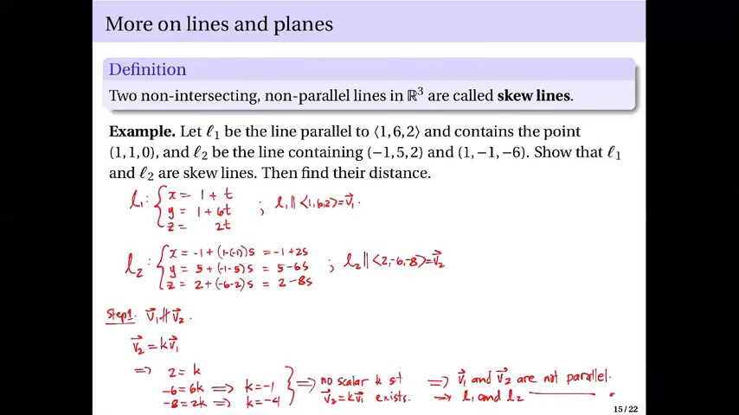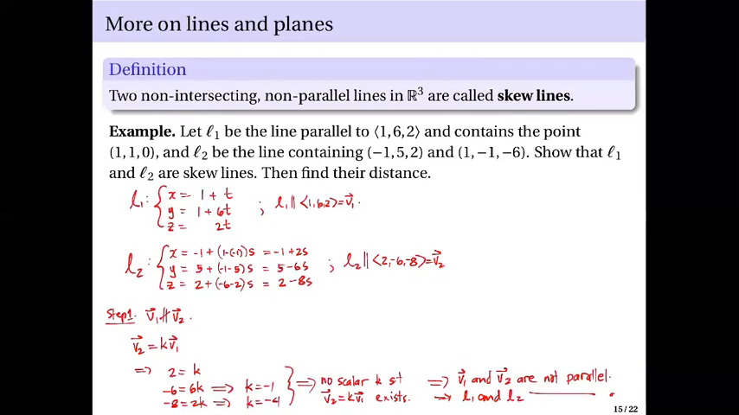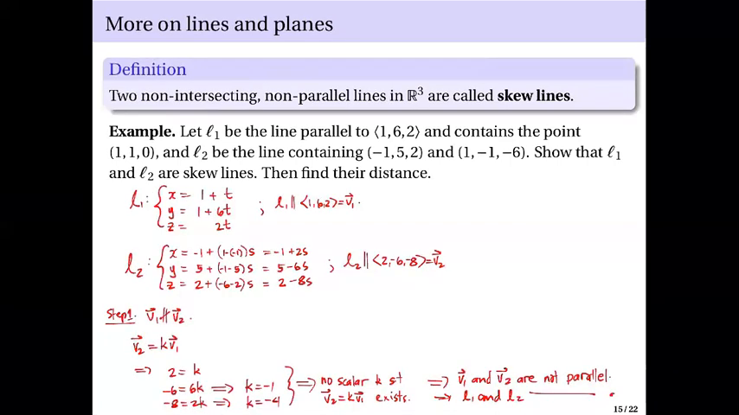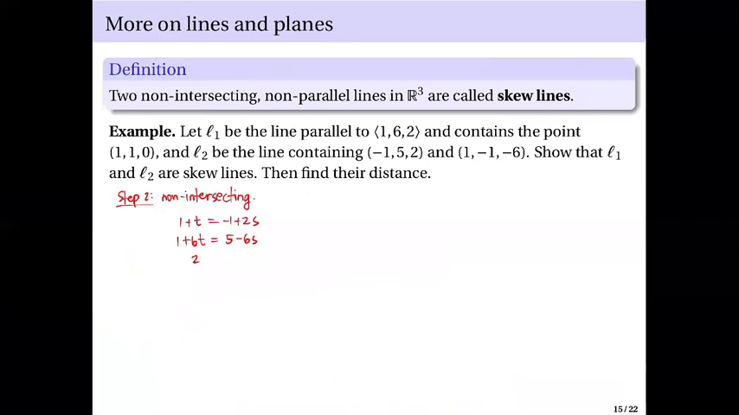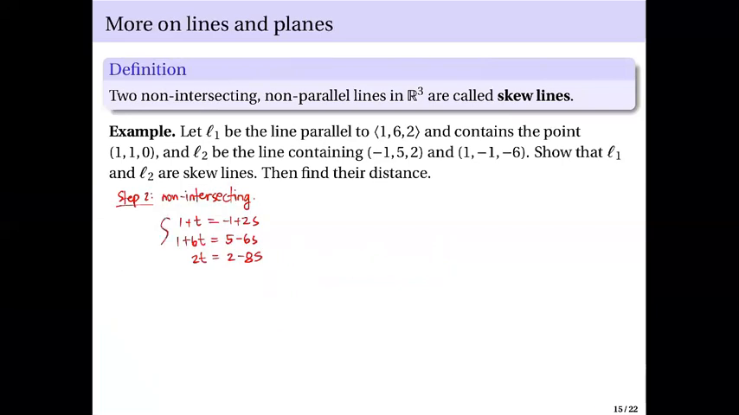For the second one, you have 1 plus 6t equals 5 minus 6s. And finally, for the third one, we have 2t equals 2 minus 8s. Okay? So we want to solve for this system. Let us label this equation 1, equation 2, equation 3.